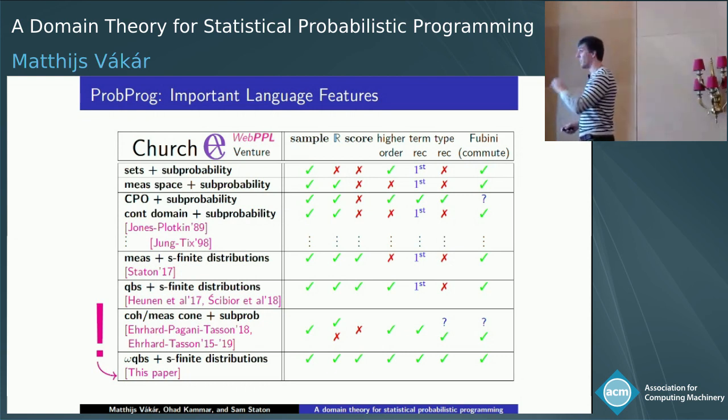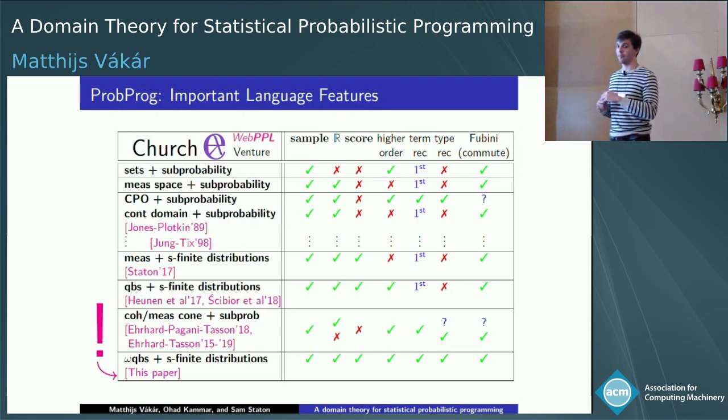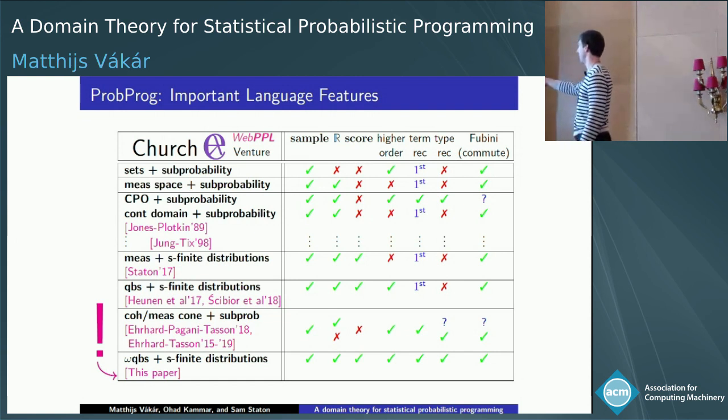So there's been a really long literature on modeling combinations of recursion and probability, and a lot of the work is very, very impressive and very hairy. So I couldn't possibly go into it all, but I can just highlight some options that you have. So you could try to just use sets and sub-probability distributions. The problem with that is you don't get continuous data types. You could use measurable spaces. Then you don't have Cartesian closure, so you don't have higher order functions.